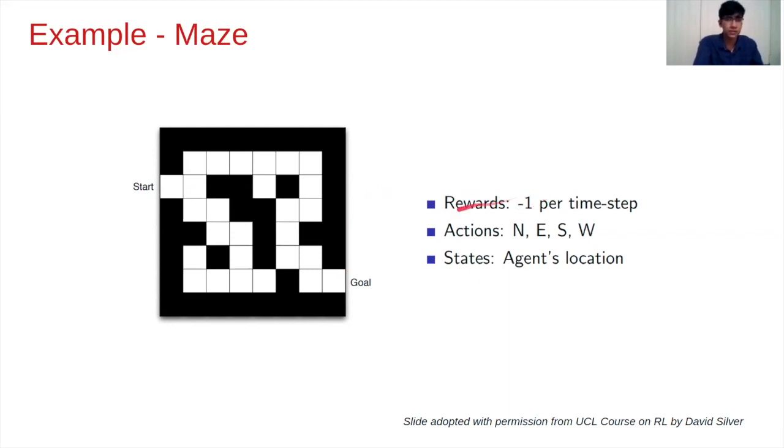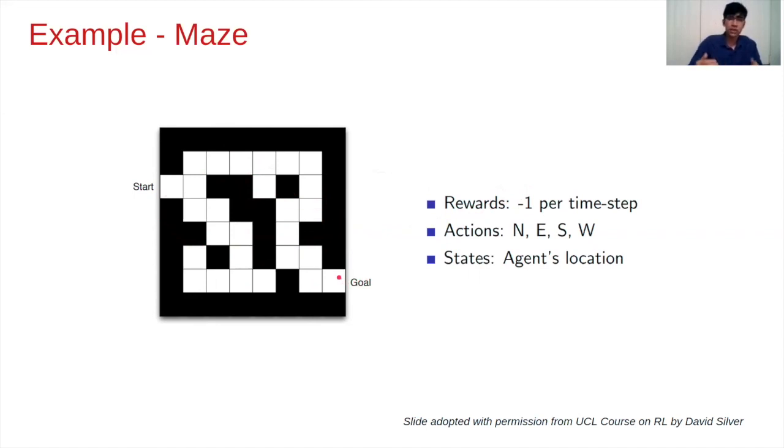And it makes sense because if your agent takes the shortest path, say it goes like this, it takes the shortest path, reaches the goal, it really has spent the least amount of time to reach the goal. So it will get the least number of negative ones. However, if the agent wanders around, takes a long path, it will get more negative return, because once the agent reaches the goal, the episode is over.